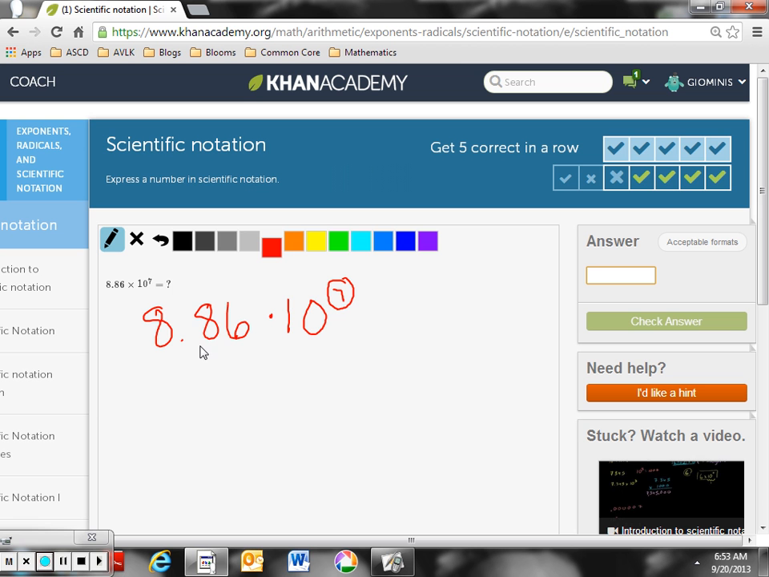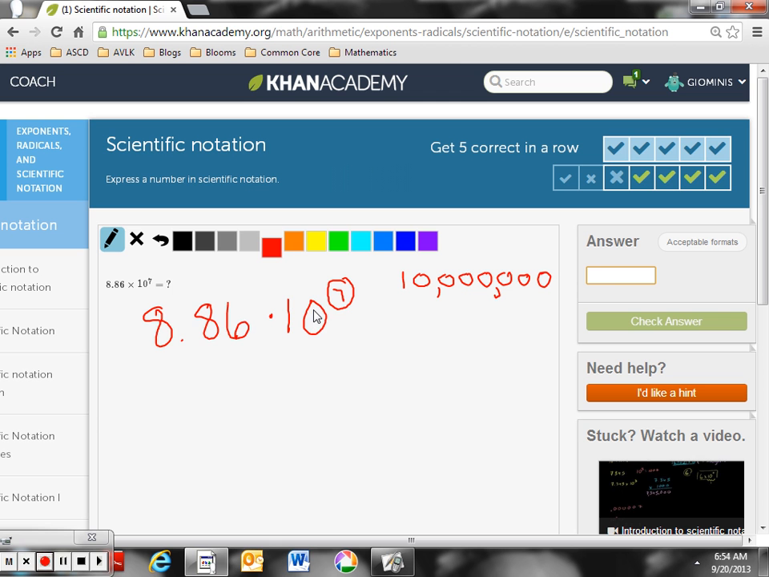My number here is going to get bigger. So essentially this is 10 to the 7th, so that's a 1 followed by 7 zeros. 1, 2, 3, 4, 5, 6, and 7. So I am multiplying 8 and 86 hundredths times 10 million. So this number all of a sudden becomes 10 million times bigger. So obviously my number is going to get much larger.